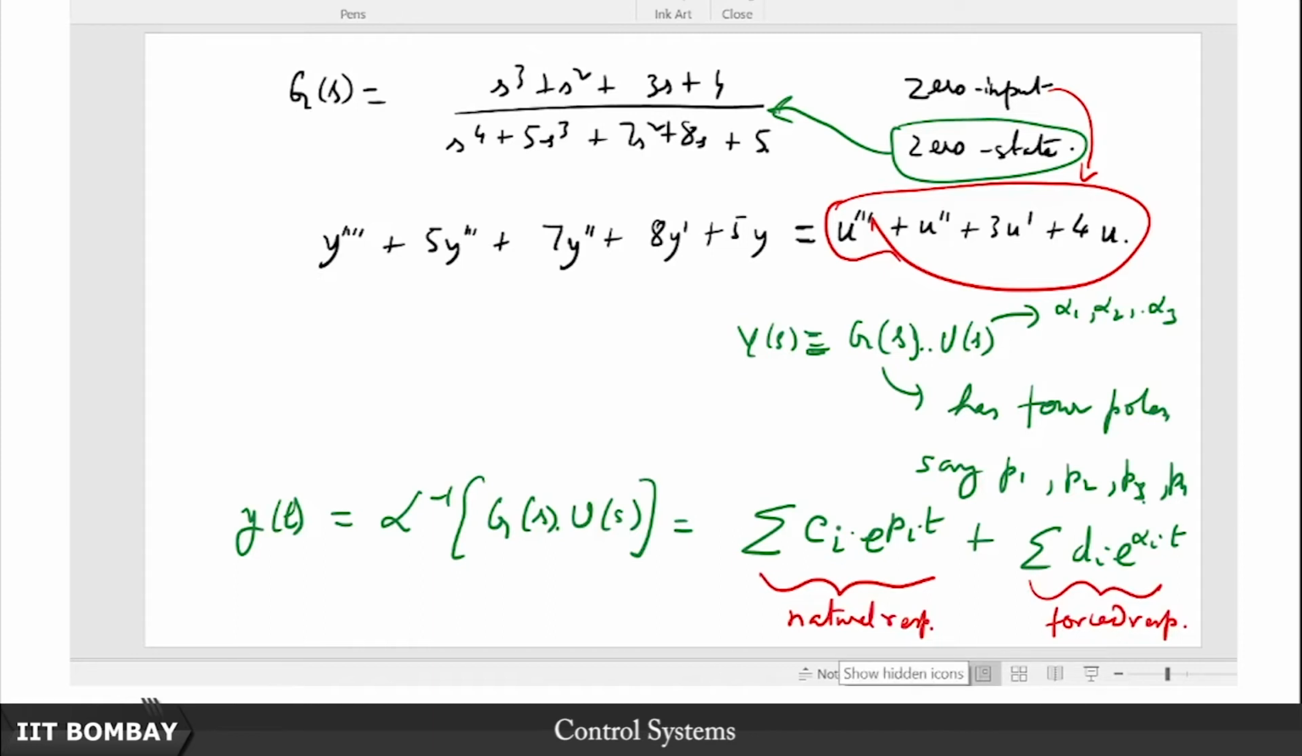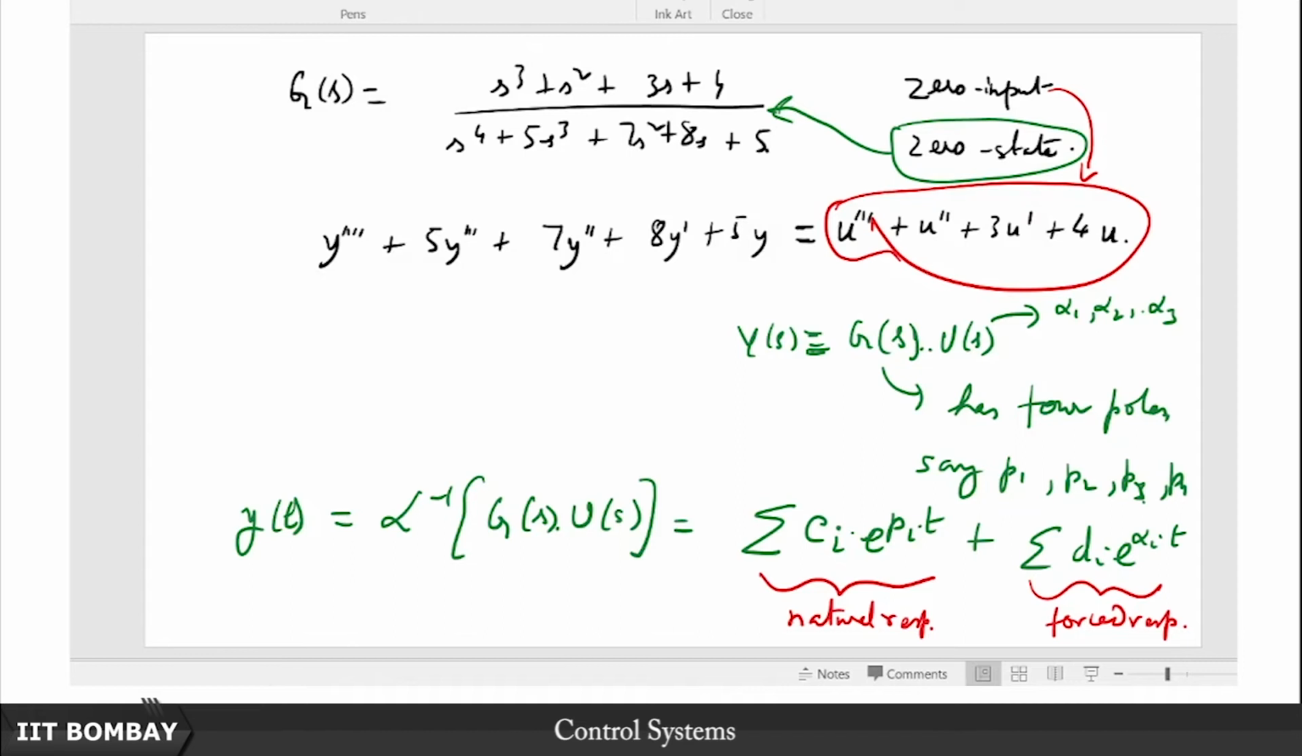Now why I want to make a subtle point here is that you might be misled into believing that the zero input and the zero state are very straight away related to the natural response and the forced response, in that you might say that the zero input response is nothing but the natural response and the zero state response is nothing but the forced response, but that is not actually the case.